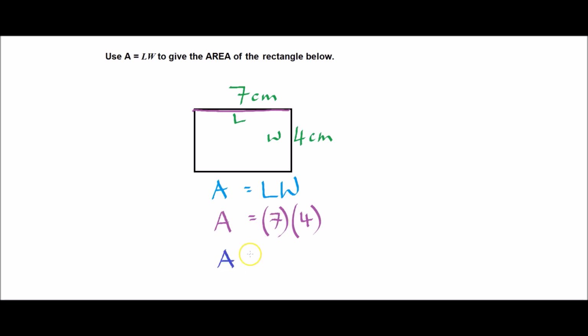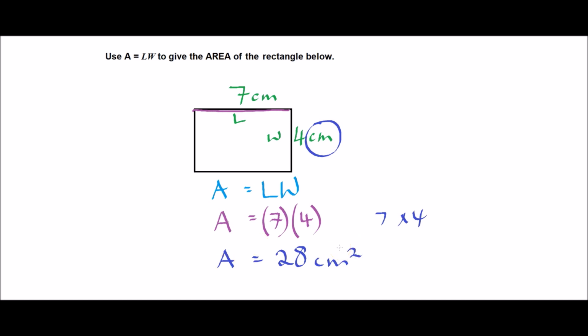The last line is very simple. The area is 7 times 4, whatever that answer is. 7 times 4 is what? 28. And use the unit of measurement. And because it's area, we know it's squared.